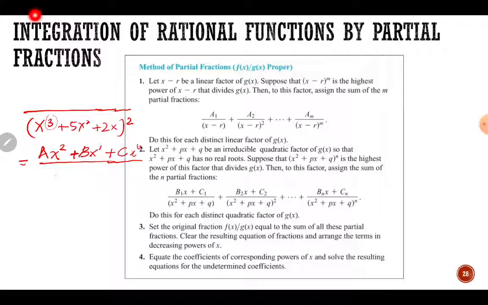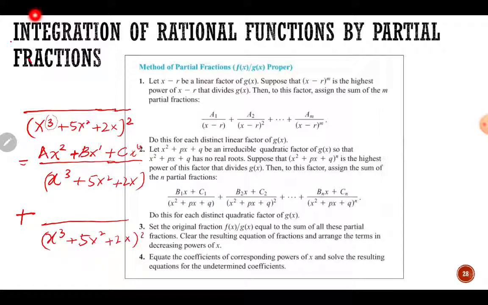Kita tak tulis. Then x cube tambah 5x square tambah 2x. Ni kuasa 1. Dia repeated kan tu. So kena tambah lagi, satu lagi. X cube tambah 5x square tambah 2x kuasa 2. Tadi kita stop dekat C kan. So, start balik dengan D x square tambah EX tambah F. 6 constant you kena cari. Okay, so basically macam itulah dia punya peraturannya. Untuk faham lagi, kita tengok example.